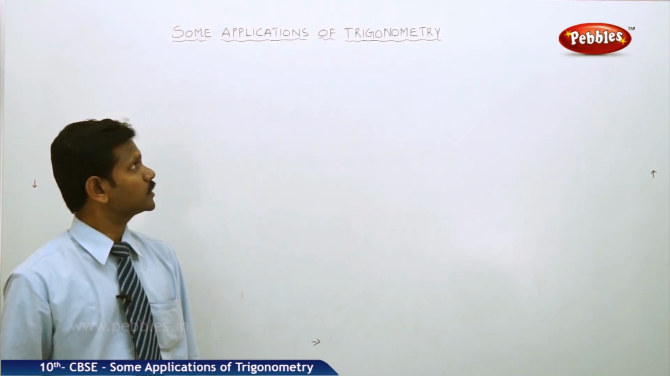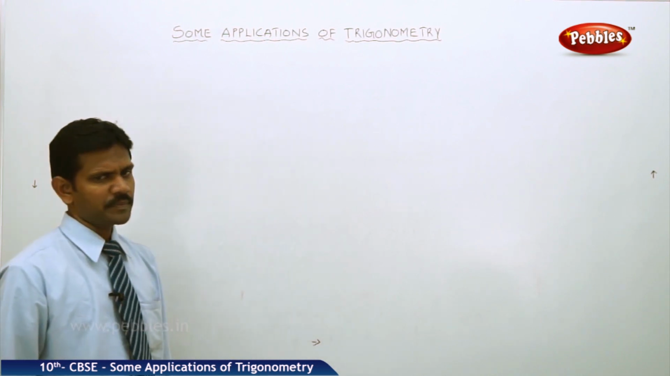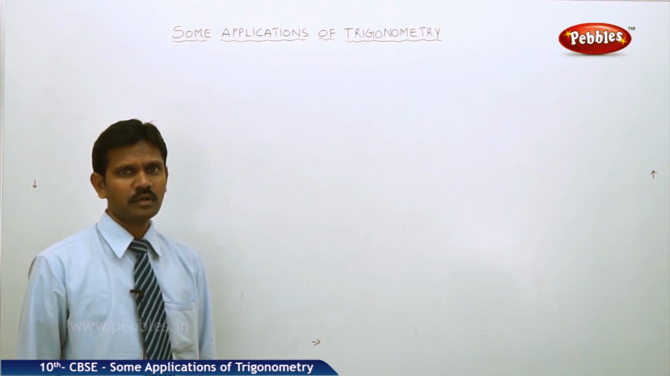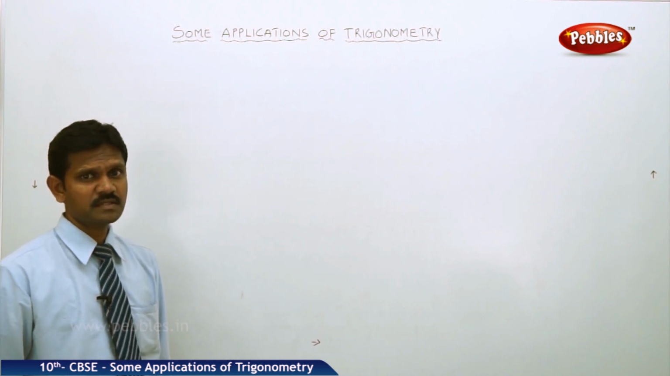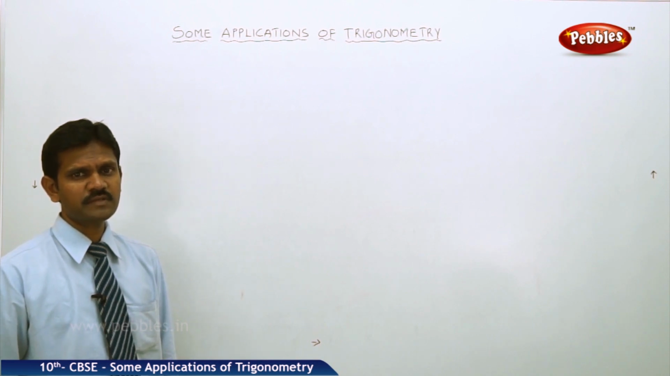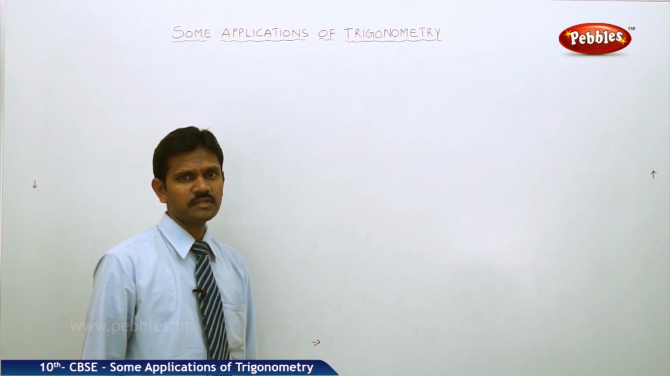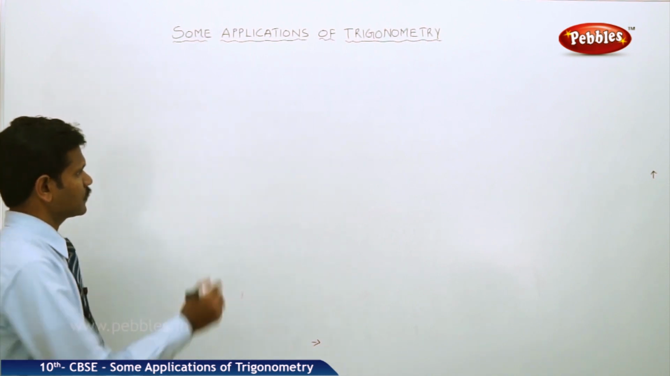Let us see our next chapter, some applications of trigonometry. In this chapter, we will discuss the height of buildings and the height of towers by using perpendicular distance from the base. Now, before going to find this, let us see the introduction.